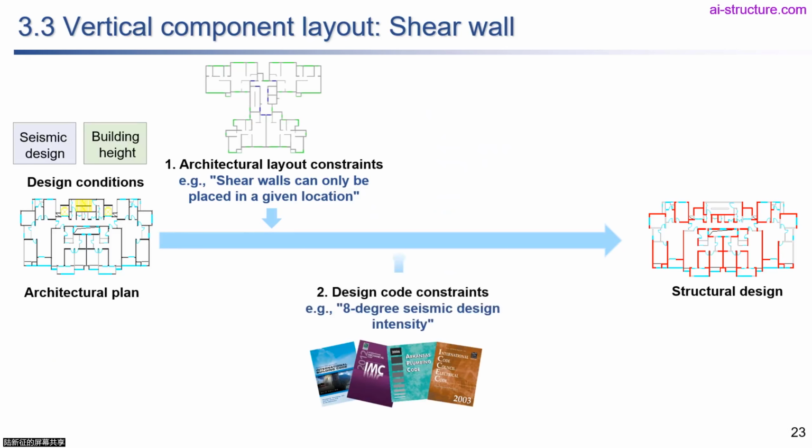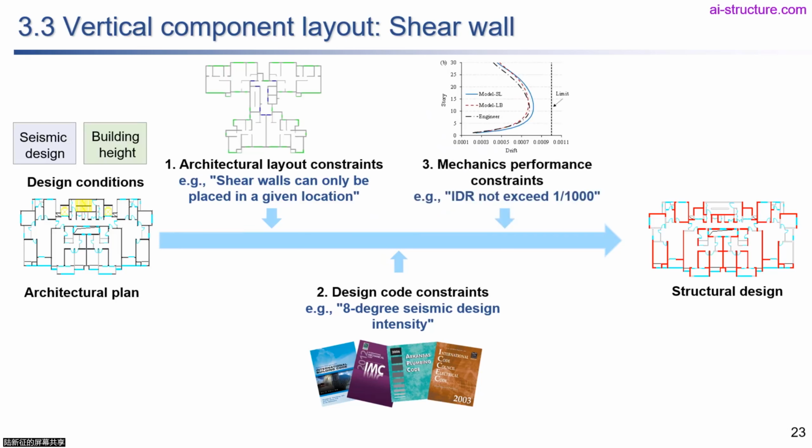For the next step, they will adjust the layout of the shear wall following the design condition. For example, if you have a higher seismic design intensity, you have more shear wall. Otherwise, you have less shear wall. And finally, you do the calculation to make sure that your shear wall layout satisfies some mathematics or mechanics requirement. For example, your inter-story drift ratio should be smaller than the limit. So we let the computer follow all these steps.